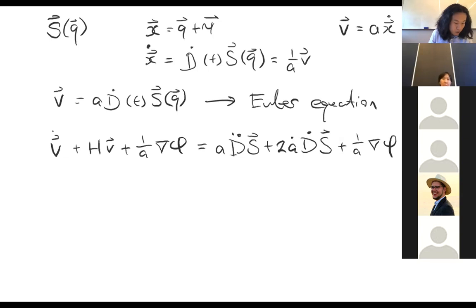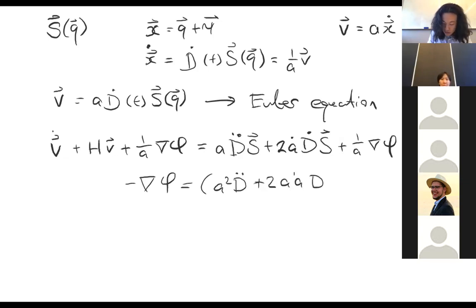And now we can find that minus del phi is a squared D double dot plus 2 a dot D dot S.